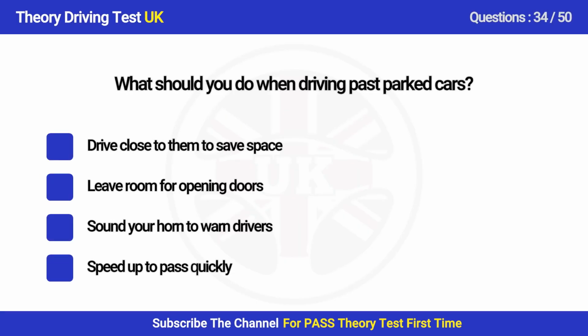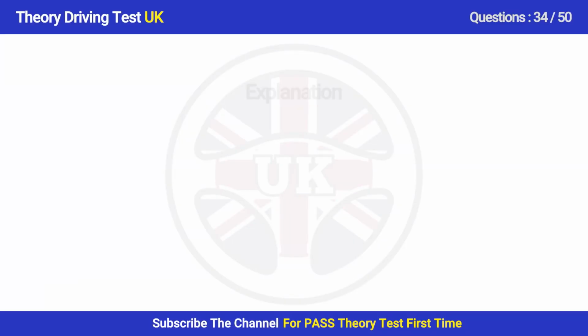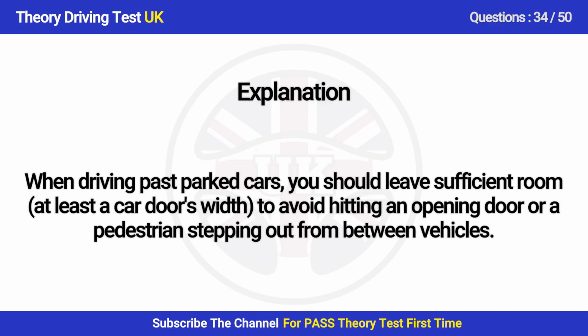Question 34. What should you do when driving past parked cars? A. Drive close to them to save space. B. Leave room for opening doors. C. Sound your horn to warn drivers. D. Speed up to pass quickly. Answer is B. Leave room for opening doors. When driving past parked cars, you should leave sufficient room, at least a car door's width, to avoid hitting an opening door or a pedestrian stepping out from between vehicles.